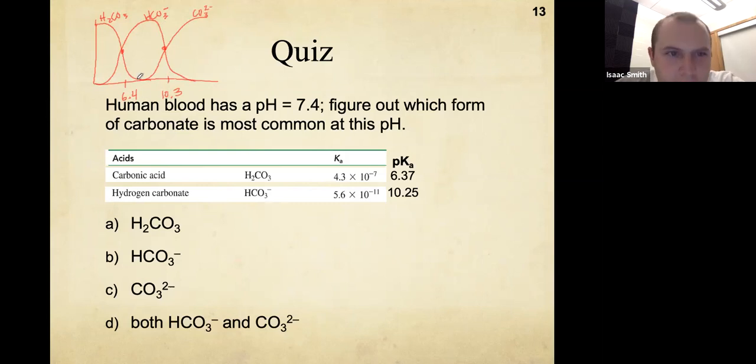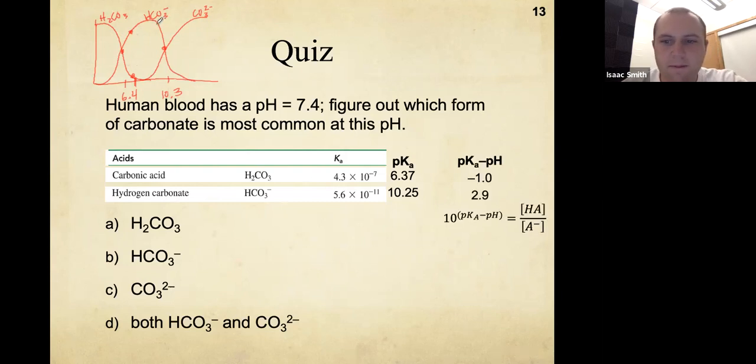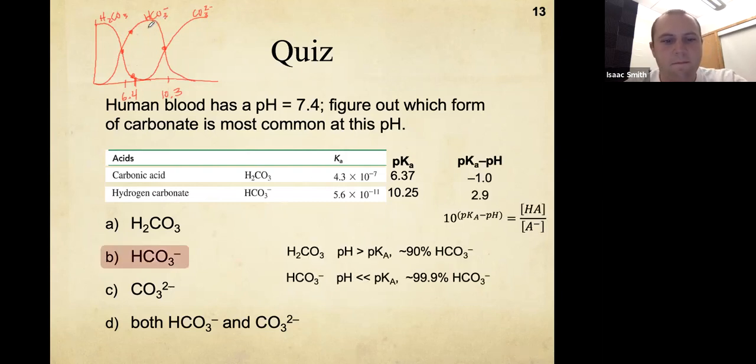Okay, so now the pH is 7.4, so somewhere around here, right? You can see that the most prevalent form of carbonate is going to be this hydrogen carbonate, right? Because you're going to have about this much hydrogen carbonate. You're going to have a little bit of the carbonic acid, and you're basically going to have zero amount of carbonate. So it should be hydrogen carbonate. Okay, cool. Hopefully that helps you visualize it. I think that's probably the easier way to go.